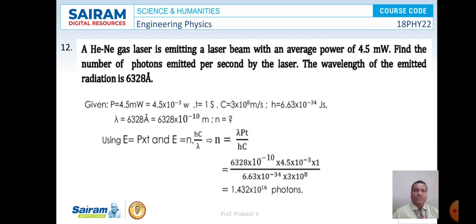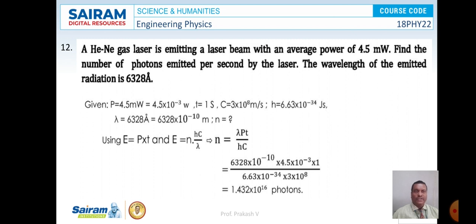So P is 4.5 milliwatts, T is 1 second, C is 3 into 10 to the power of 8 meter per second, H is 6.63 into 10 to the power of minus 34 joule second, and the value of lambda is 6328 angstrom. So what is the value of N?